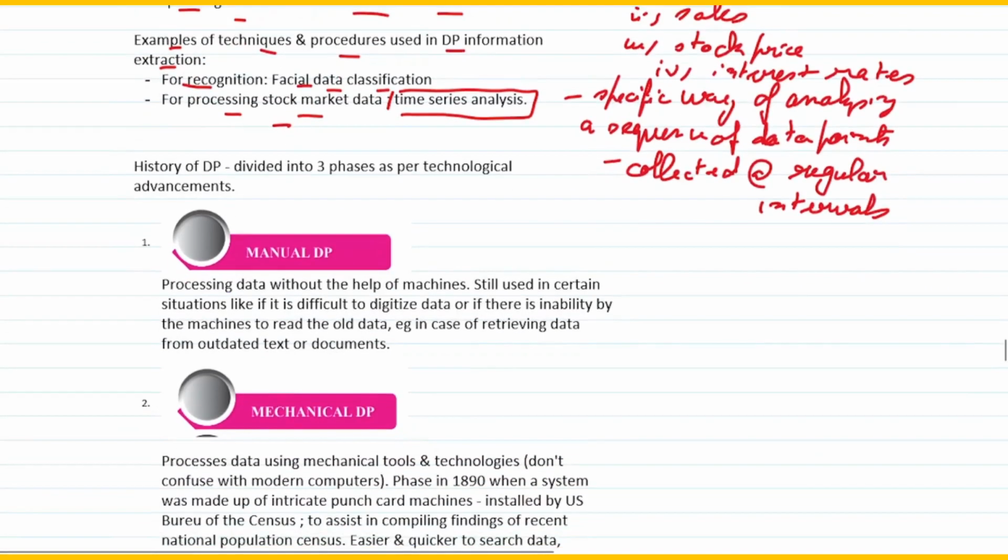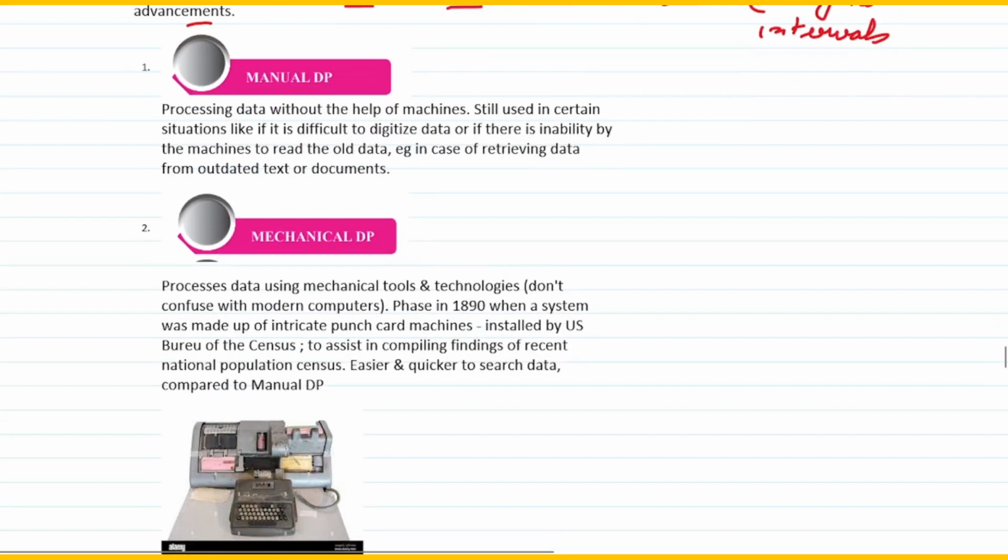Okay, let's move on. Now we need to know a bit of history of data processing. This is divided into three phases as per technological advancements. Initially it started with manual data processing. Manual, as the word itself says, was done without the help of machines. But it is still used in certain situations because it's not practical to digitize all the data, or if there is any inability of the machines to read the old data. So if it's very old data and it can't be fed into the system or digitized, or it is very difficult to digitize, in that case manual DP is still used.